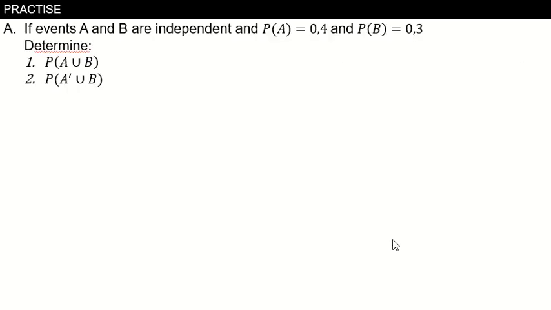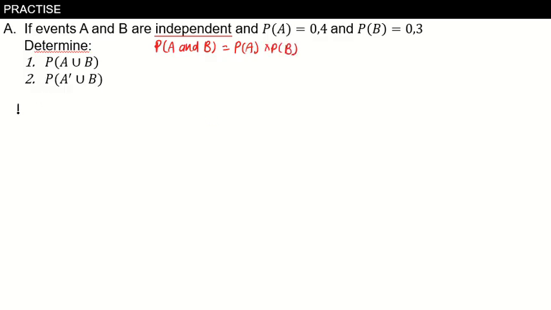If events A and B are independent and probability of A is 0.4 and probability of B is 0.3, determine the probability of A or B and then determine the probability of not A or B. So since these events are independent, we know that we can find the AND of these two events by multiplying the one event with the other.